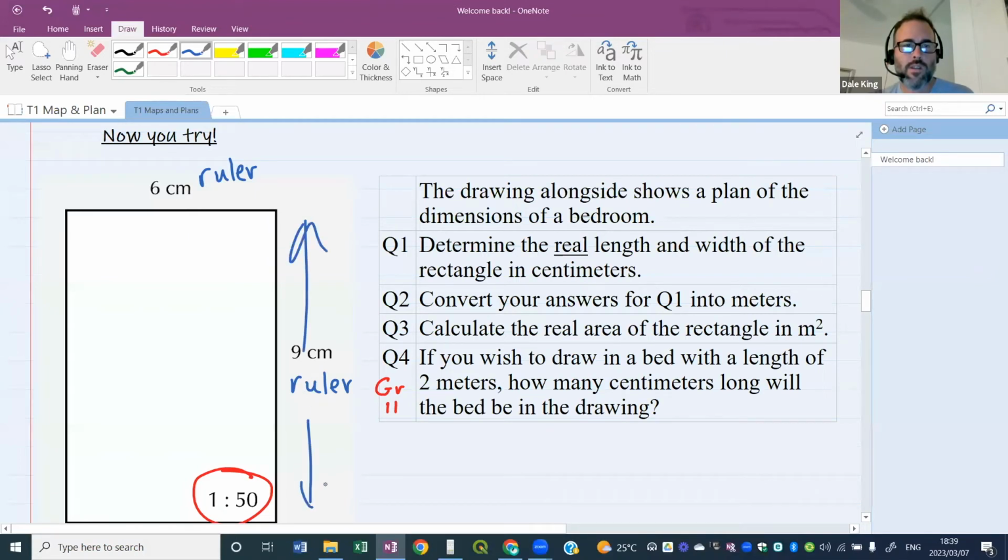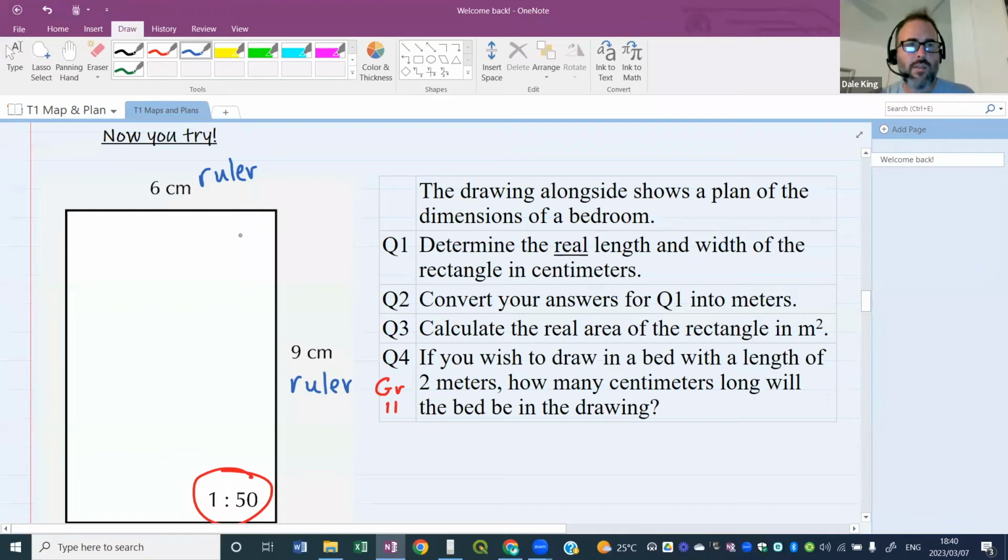So they're saying in this diagram, the width is 6 centimeters if you measure with a ruler and 9 centimeters if you measure with a ruler for length. These are the diagram's dimensions. These are the measurements on the diagram. They want to know, what is the real length of this bedroom? So these centimeters here are not the real length.